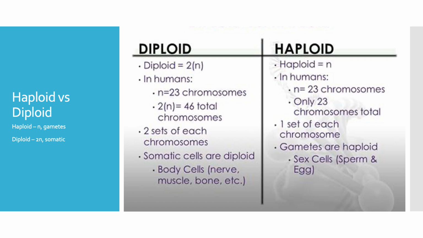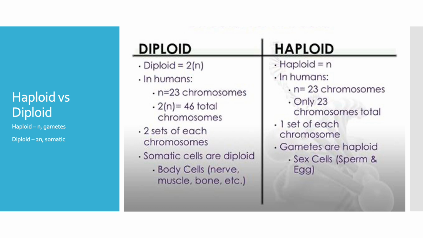Let's take a look at diploid versus haploid. Diploid, that DI is representing 2N, where N is representing our 23 chromosomes. So in a diploid cell, we have 46 total chromosomes. There's 2 sets of each chromosome. This is true for all of your body cells. If you look at nerve cells, muscle cells, bone cells, skin cells, they're all going to contain a total of 46 chromosomes.